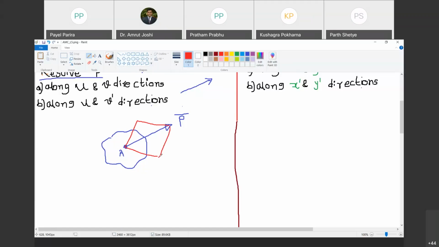क्या किया है मैंने? पायल, टेल मी. Sir, you have broken it into components. Yes, so I have drawn a parallelogram now. I have drawn a parallelogram. Do you agree with me? Yes, sir.